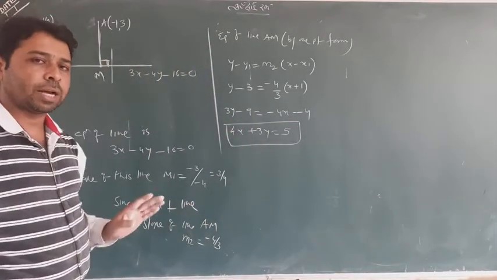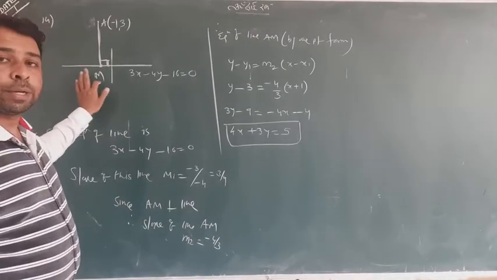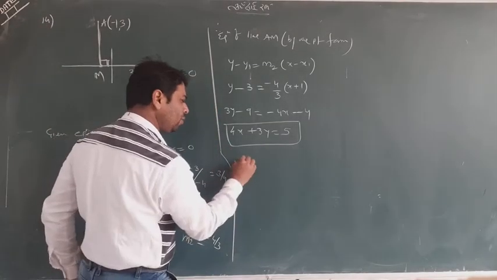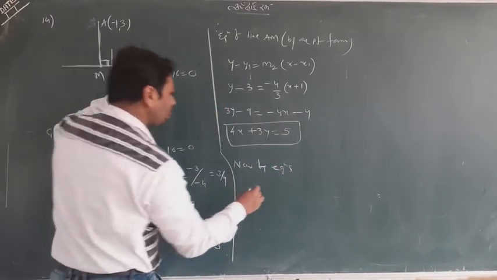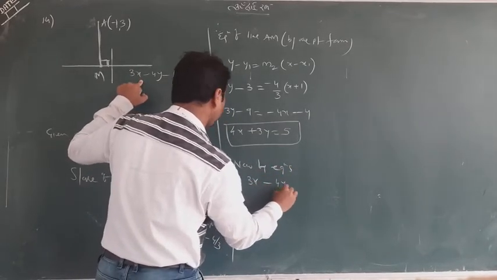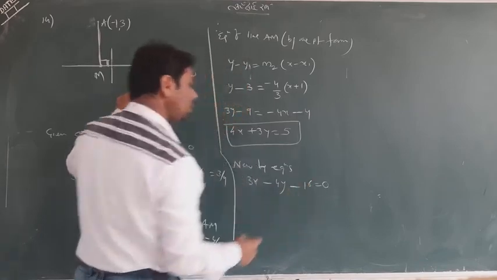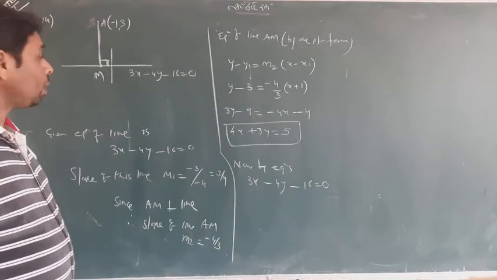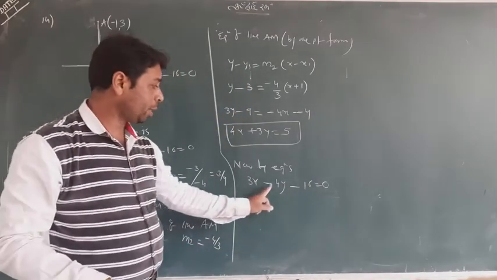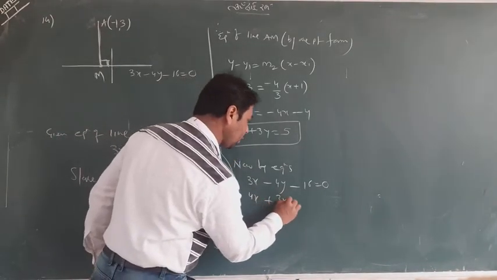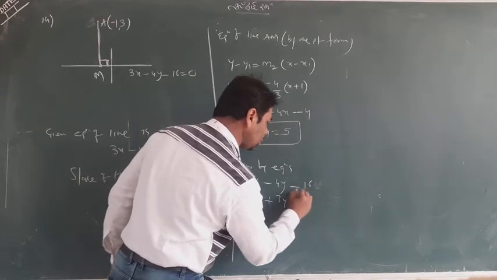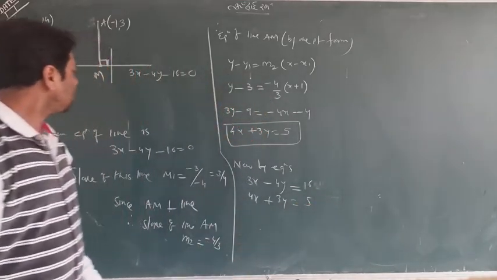But this is not the answer. We have to find the M. So I tell you that now by equations, I just want to write the equation. 3x minus 4y minus 16 is equal to 0. We have 3x minus 4y minus 16 equal to 0, and then 4x plus 3y equal to 5. Can I write? Okay. This is the way.